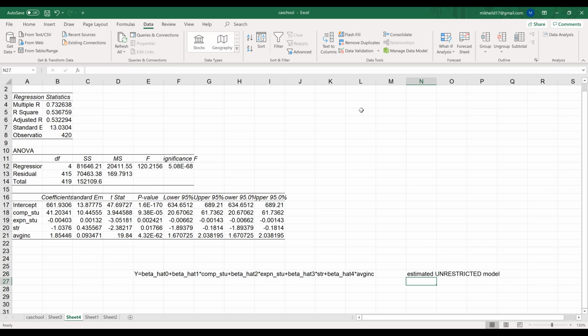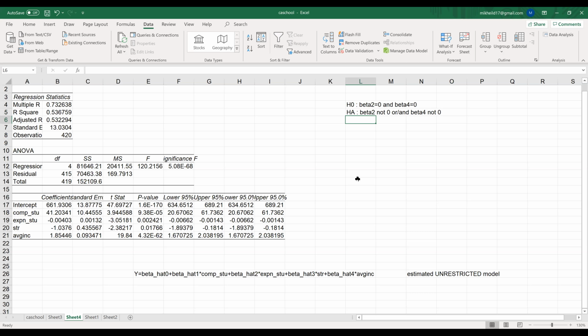But let's say we want to test the hypothesis that H null is what? H null, let's say, is that beta 2 equals 0 and beta 4 equals 0. That's what I want to test. H alternative is that beta 2 is not 0 or beta 4 is not 0. Guys, do you see my Excel file?